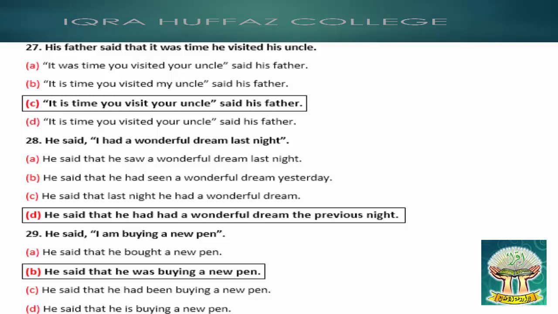The last sentence of the test, sentence number 29. He said, I'm buying a new pen. Option number B is correct. He said that he was buying a new pen. I am buying changes into he was buying.